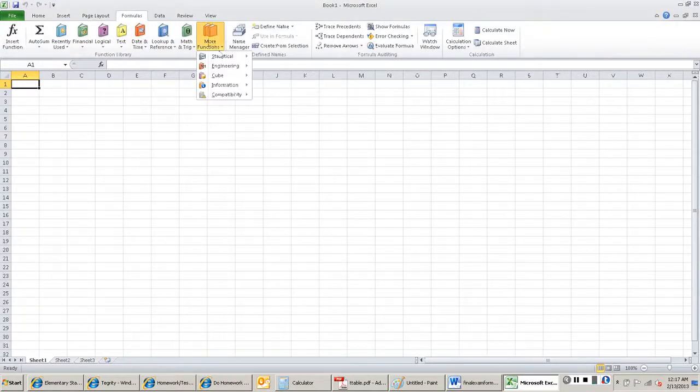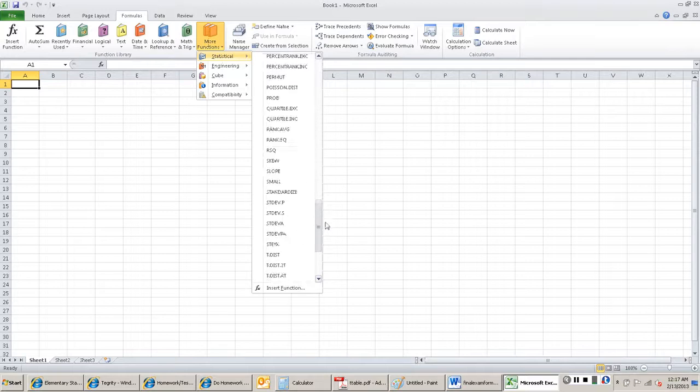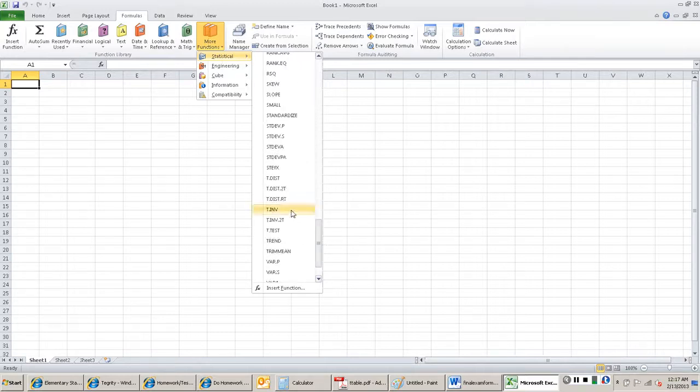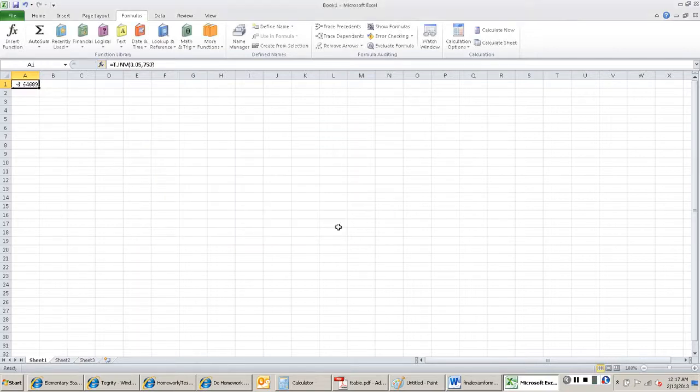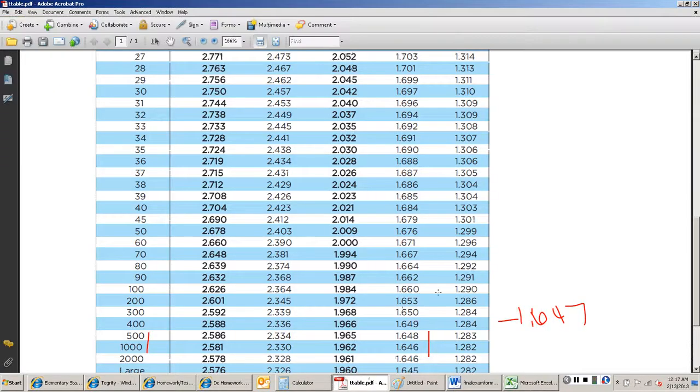Formulas, more functions, statistical. And go down here to T inverse, put in 0.05, and this is one-tailed. It assumes one-tailed. If you were two-tailed, you'd have to factor that in. Our degrees of freedom is 750. And you can see I get the negative 1.647 that I had guessed. I find the table quicker and easier, but obviously that's up to you.